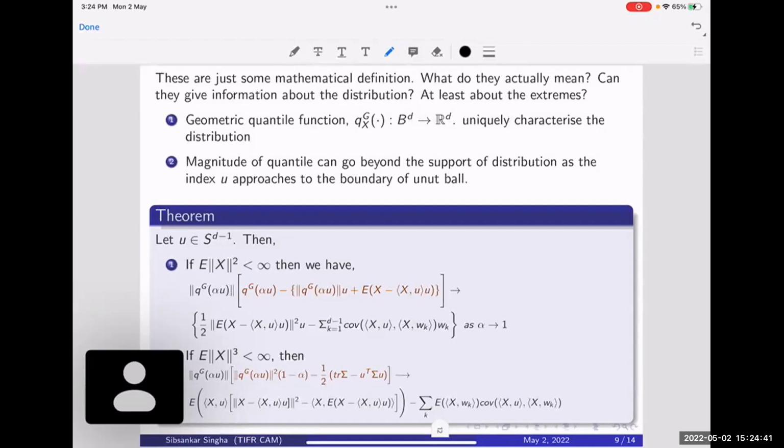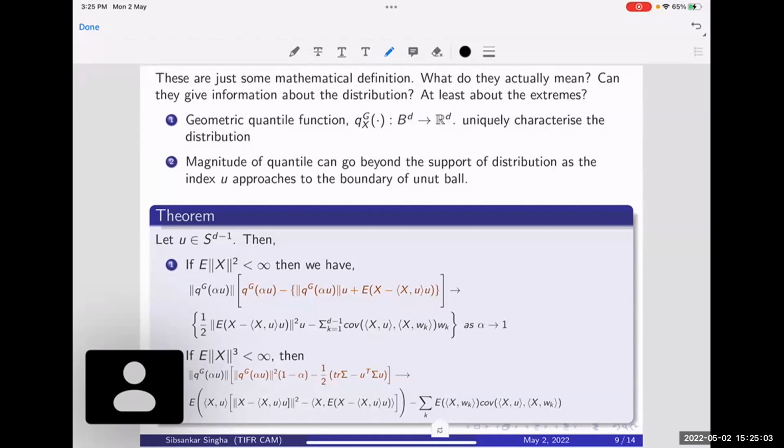Okay, now let us see how this quantile decays towards the extreme. That means when the norm of u is going towards 1, how they behave with different types of distributions. That means how they behave with heavy tails and light tails, and if we assume some sort of moment condition. So here we have results.